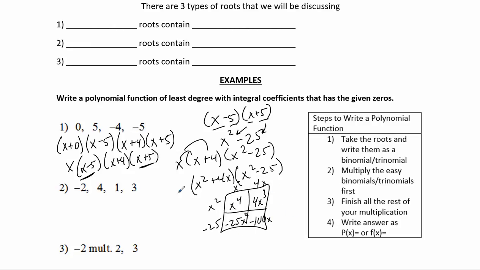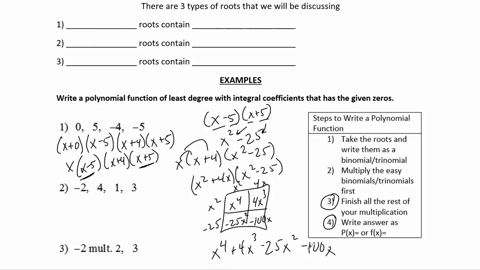Now let's pop things out. If I pop out, what do I get? I get x to the 4. Okay, that's step 3, right? Remember, we finished the multiplication. Step 3. Then I get plus 4x to the 3rd minus 25x squared minus 100x. You notice the diagonals in this one didn't actually combine because one's a 3, one's a 2. The degrees are different. Then step 4 is write it as p of x or f of x.